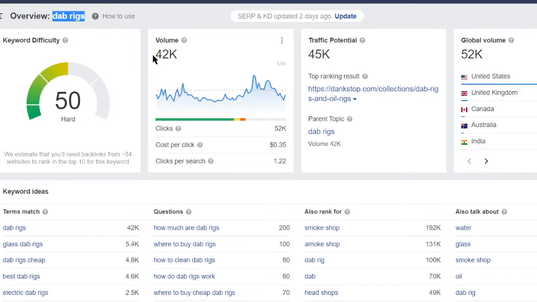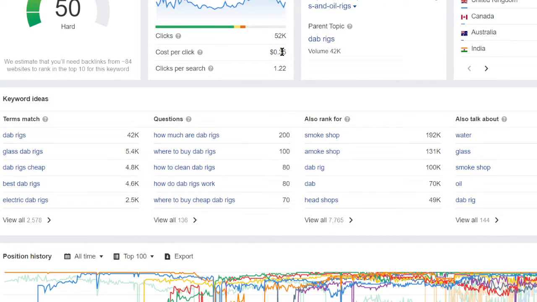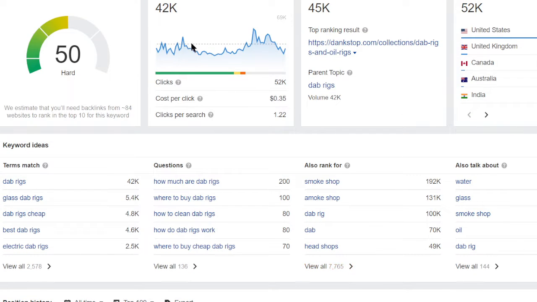For this keyword, it is 42k. The traffic potential is 45k. The top ranking is dankstop.com. Okay, and the CPC is 35 cents. We are talking about that particular keyword, that's just dab rigs. You can see that there are various questions which can be answered. People are looking for answers like how much are these worth, where to buy them, how to clean them, etc., etc., because this is a different niche in itself, right? And so you can see that it has a commercial intent, it has a potential.